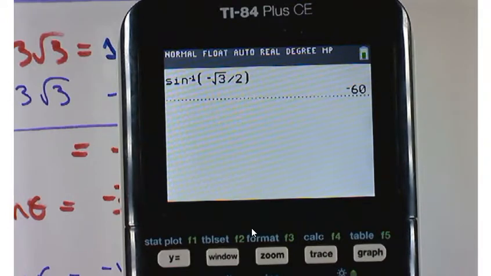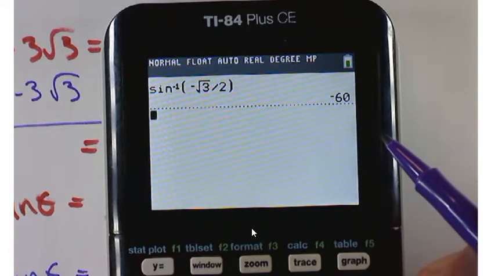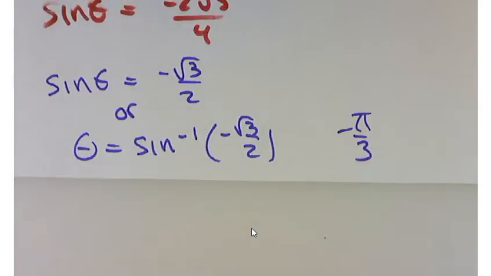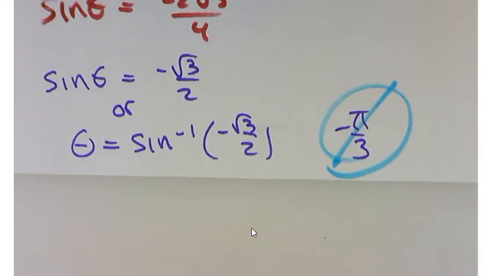There's two problems with negative 60. First of all, it's in degrees. So you look at that and go, oh, well, I know that. That's really pi over 3. But there's also a problem with negative pi over 3. Negative pi over 3 is not quite the right answer for us in this case. Can anyone tell me why negative pi over 3 is not quite the right answer?